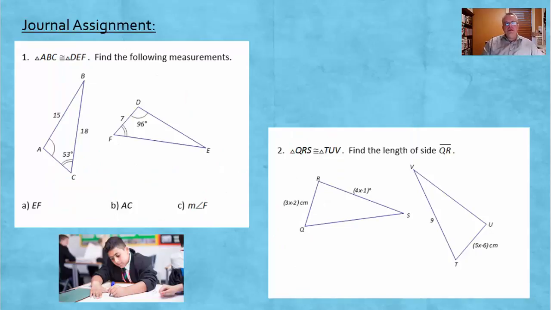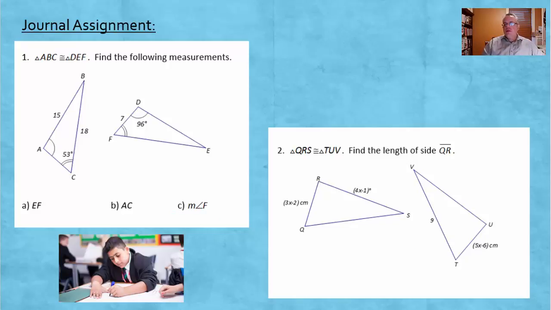Time to get out the journals. And in this first problem, there are no variables, so you just gotta find matching parts to find these measurements. First, find the length of side EF. Then for part B, the side of AC. And then for part C, find the measure of angle F.